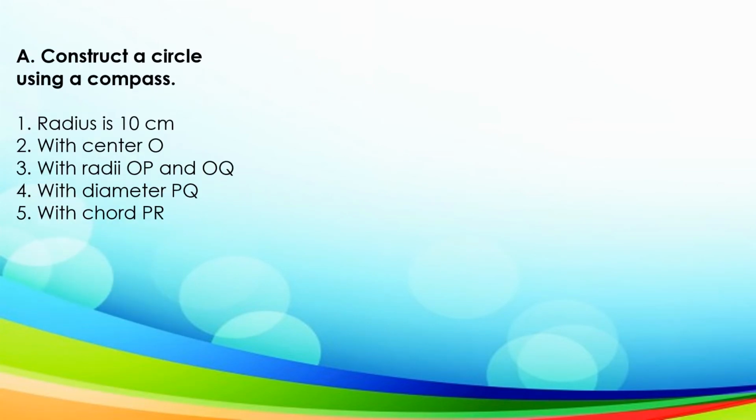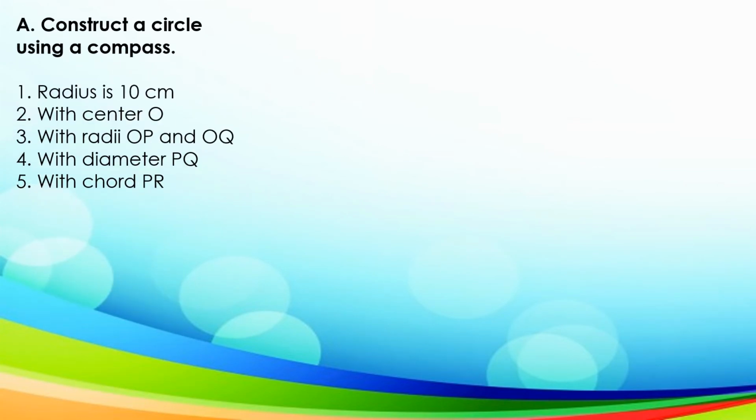Okay, so another activity. So we have letter A, construct a circle using a compass. So we have 1, radius is 10 centimeters. For number 2, with center O. Number 3, with radii OP and OQ. Number 4, with the diameter PQ and with chord PR.